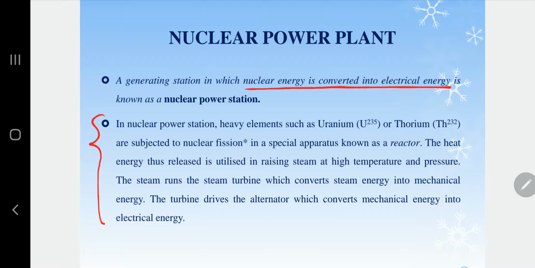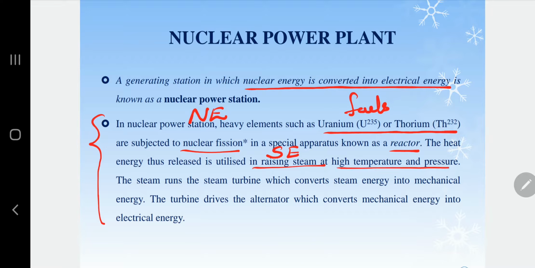In a nuclear power plant, heavy elements like uranium 235 or thorium 232, that means these are the fuels used here, are subjected to nuclear fission. We know that nuclear fission is a chain reaction in a special apparatus called a reactor. Now the heat energy, which is a byproduct of this nuclear fission, is released and is utilized in raising steam. So the nuclear energy after fission is being converted into steam energy, made at high temperature and pressure.